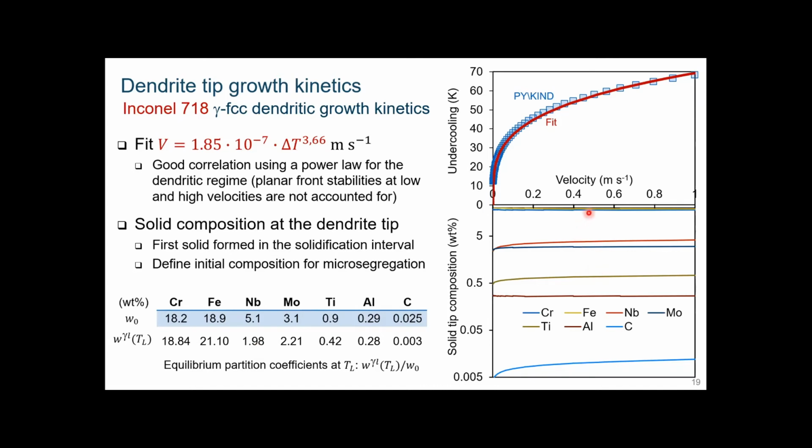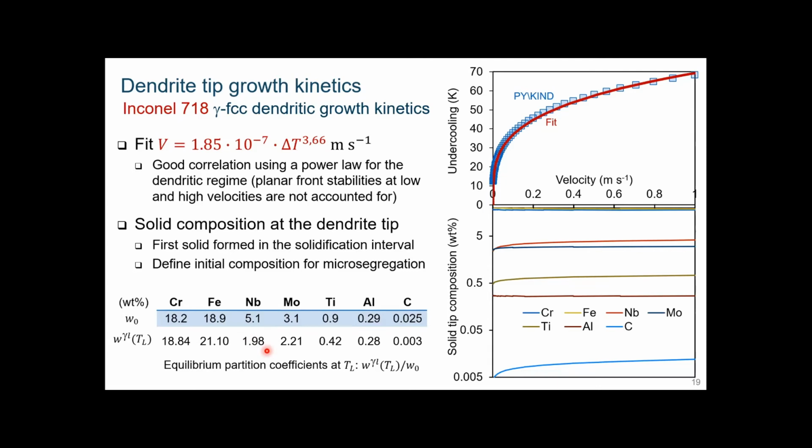But if you increase the velocity from 0 to 1, there is actually an increase. You don't see it very well because it's a log scale. I wanted to have all the solute species on the same graph, that's why. But here the composition of niobium for 1 meter per second reaches more than 4 weight% niobium, which comes closer to the nominal composition. And this is just because of the increase of solubility of niobium when you decrease the temperature.